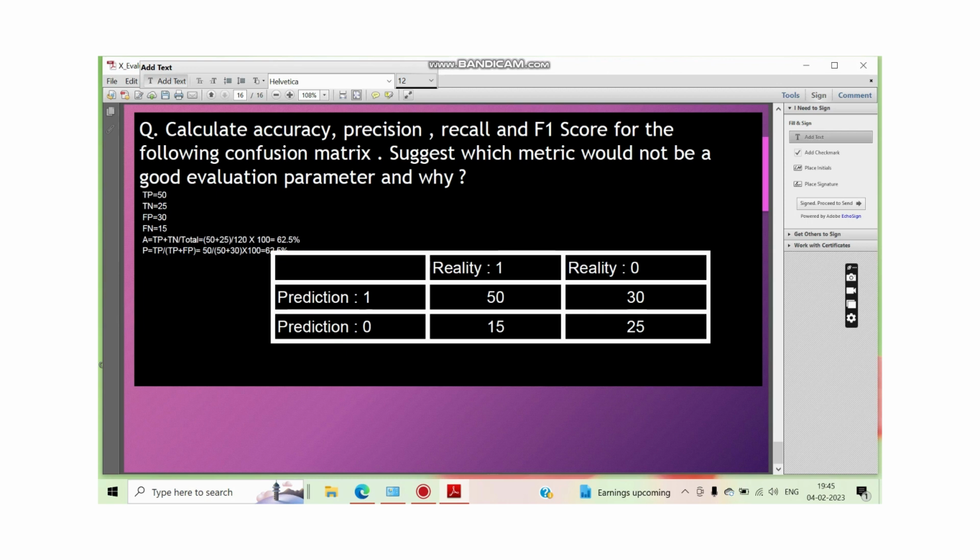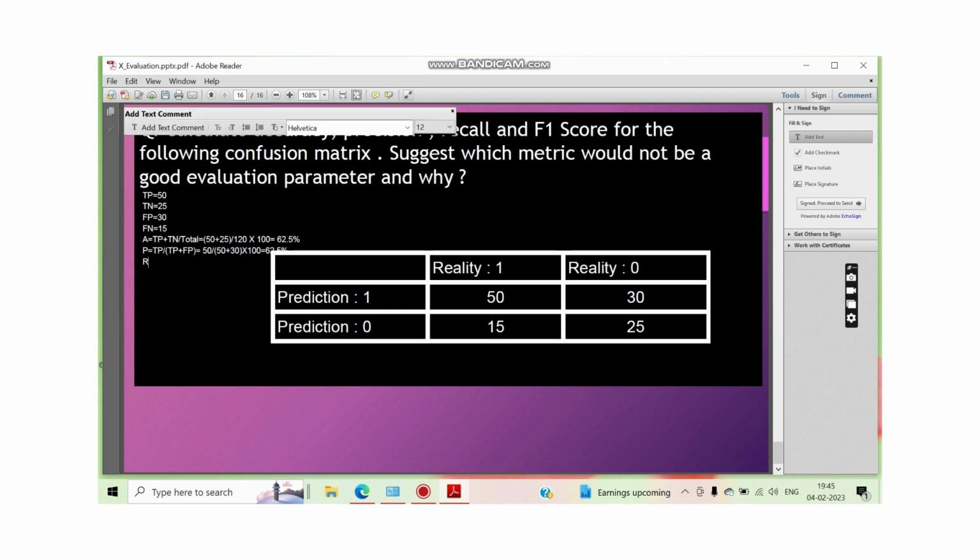Now, after this, the next parameter, that is the recall parameter. Recall parameter, what does it say? It says the value of true positive is divided by the sum of true positive plus false negative. So what will it give? It will give 50 divided by 50 plus 15, which will give us 0.77, right?